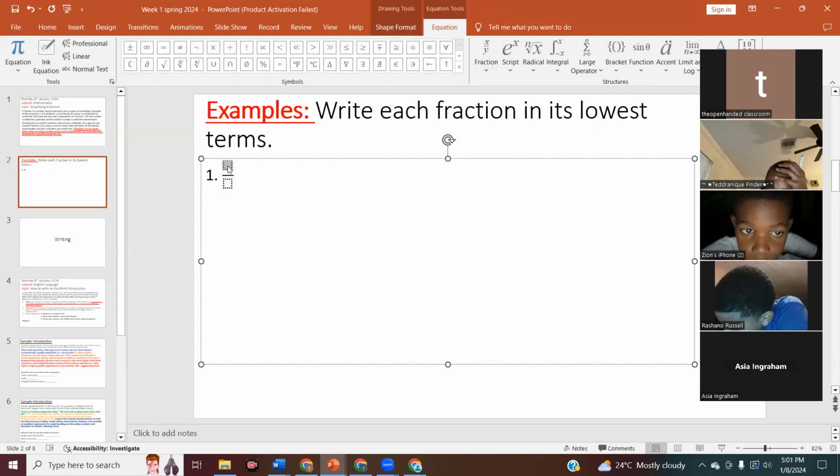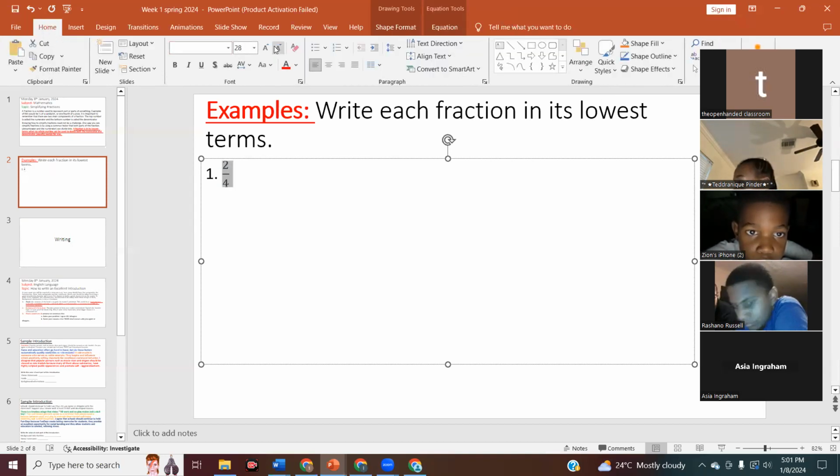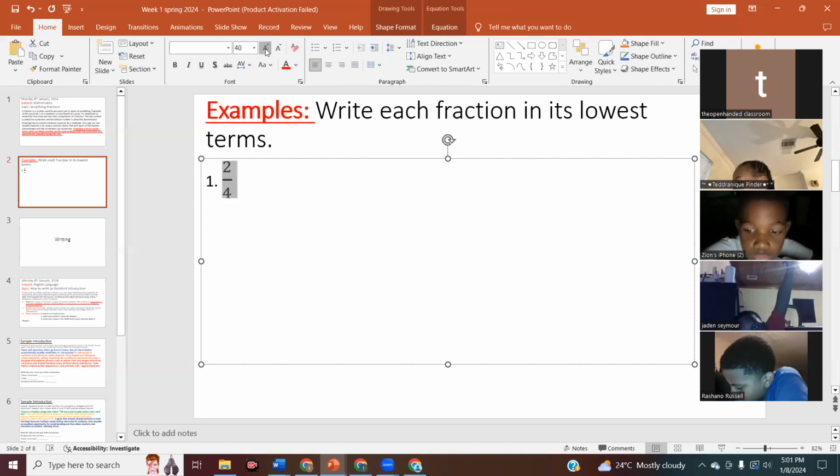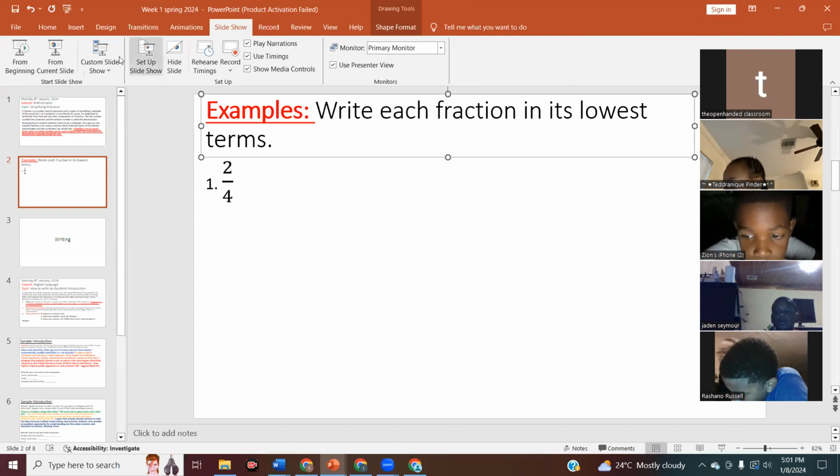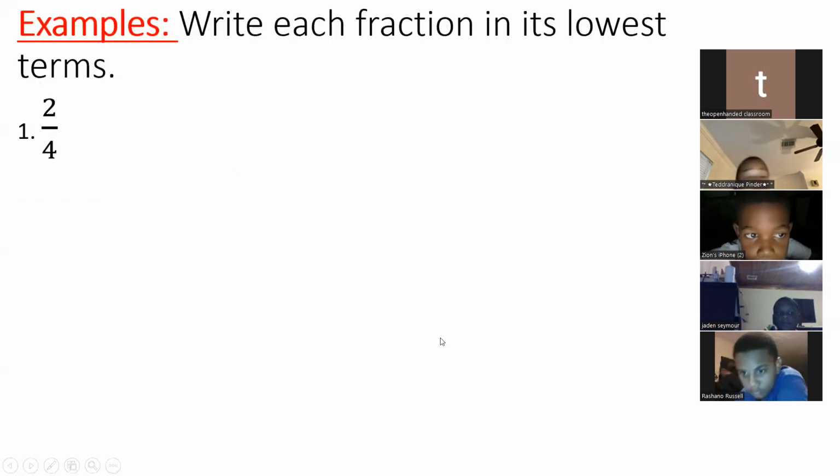Let's say we have the fraction 2 over 4. Now, question: is 2 over 4 in its simplest form? No. Okay. What number can be used to divide that can go into both 2 and 4 without a remainder? 2. Very good. So what we're going to do is divide 2 by 2 and 4 by 2.